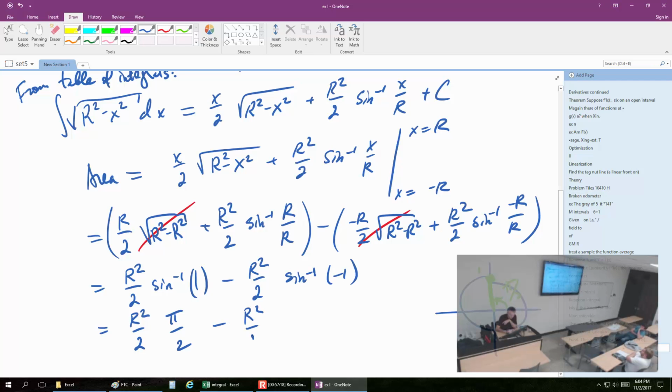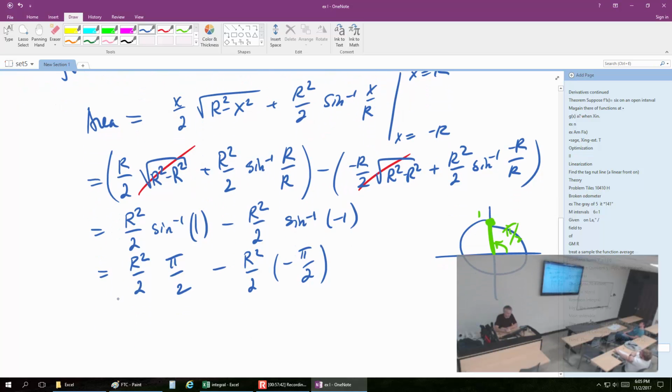3 pi over 2. Or negative pi over 2. No, yeah, that's right. So a negative pi over 2. It does make a difference, right? Because the function is only defined for these values of x. So it's negative pi over 2. So the end result is R squared times pi, so it will be pi R squared over 2, times 2, which is pi R squared. Yeah. Okay, which is the correct answer. Okay, so that works out.